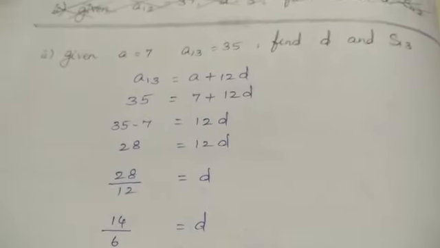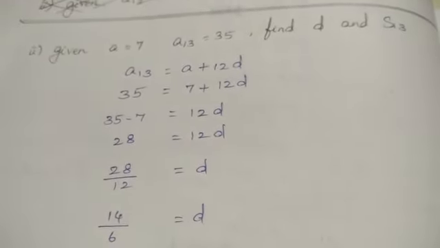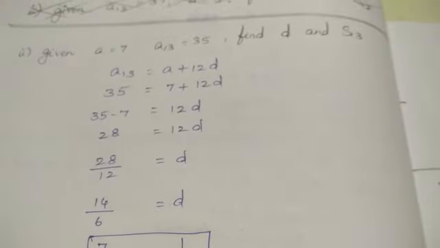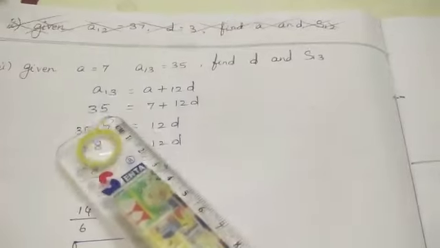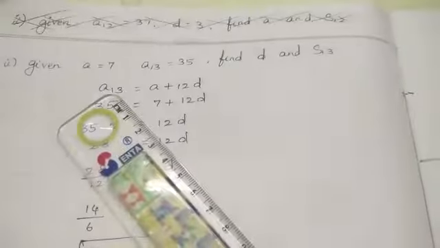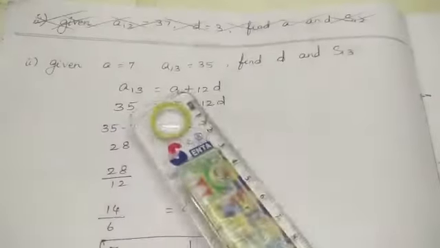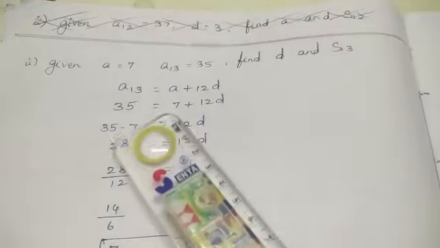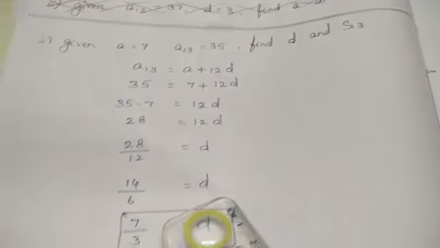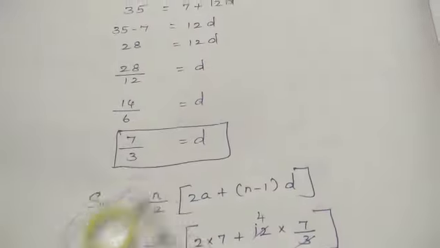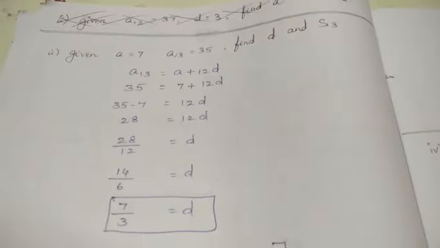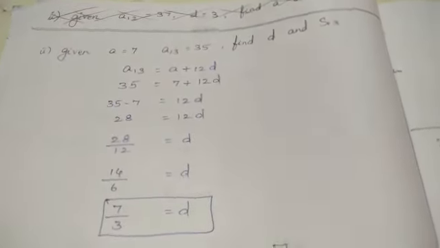Given a equal to 7, a13 equal to 35. Find d and s13. A13 is given, so in the place of an you have to write a13, a plus 12d. So 35 equal to 7 plus 12d. Find the common difference first, 7 by 3. And then you will use a plus l also.